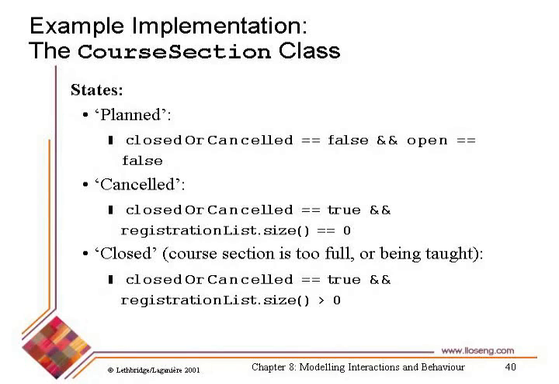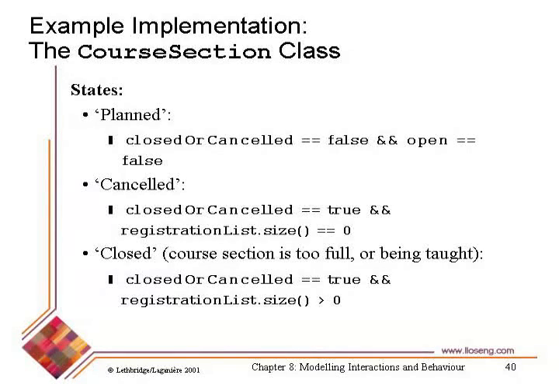So planned is the very first state we go into, and both these variables are false. Cancelled is one of the final states we can get into and get stuck in if we cancel the course. Closed or cancelled is true, and registration size is 0. So if closed or cancelled is true and we've got nobody registered, then that is the definition. If this condition is true, we're in cancelled state. There's no students in the course, and it's closed or cancelled.